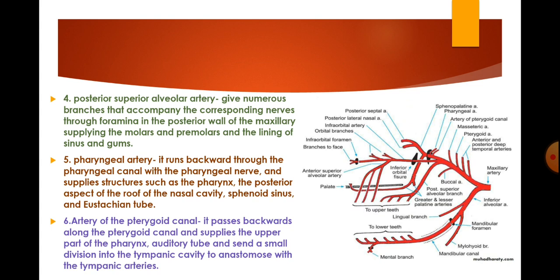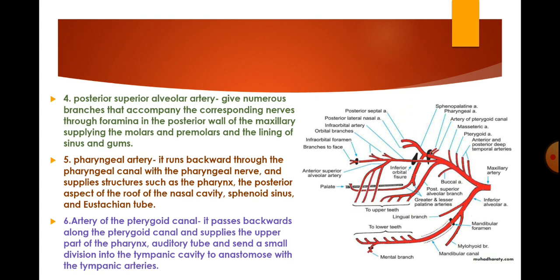Posterior superior alveolar artery: it gives numerous branches that accompany the corresponding nerves through foramina in the posterior wall of the maxilla, supplying the molar and premolar teeth and the lining of the sinus and gums. Pharyngeal artery: it runs backward through the pharyngeal canal with the pharyngeal nerve and supplies structures such as the pharynx, the posterior aspect of the roof of the nasal cavity, the sphenoid sinus, and the Eustachian tube.